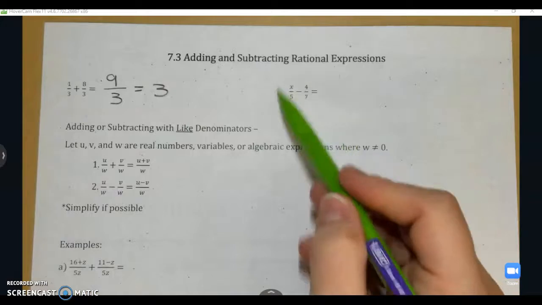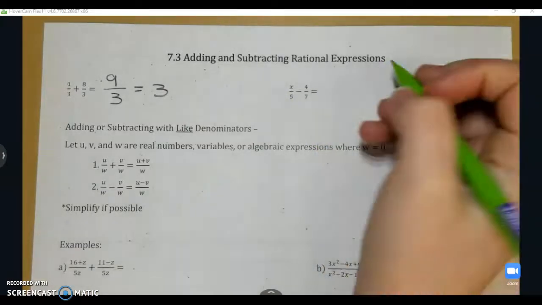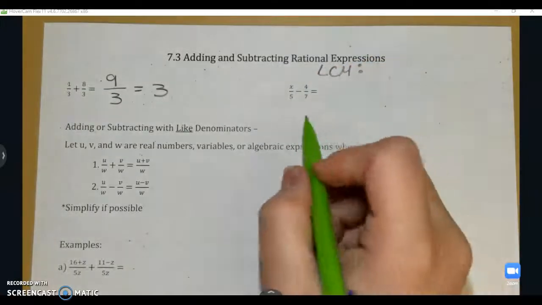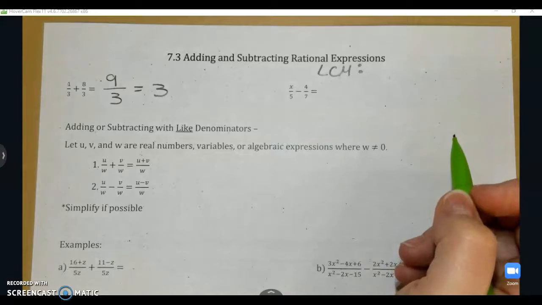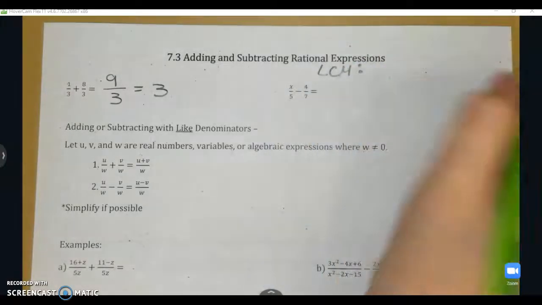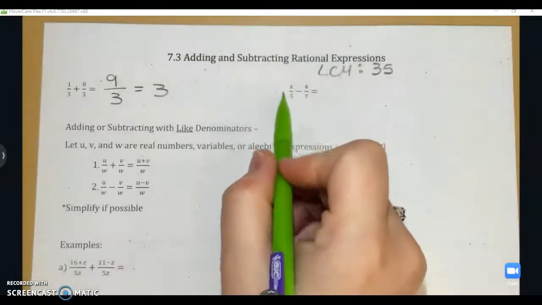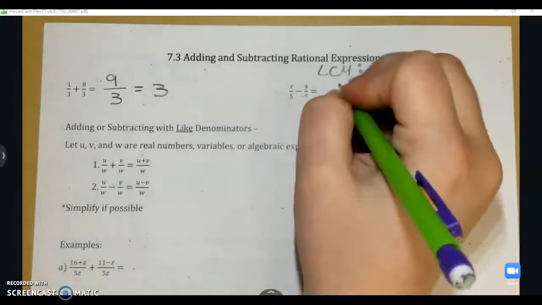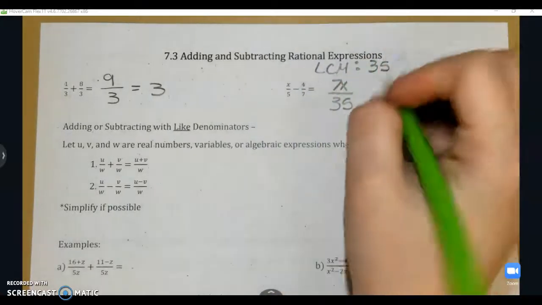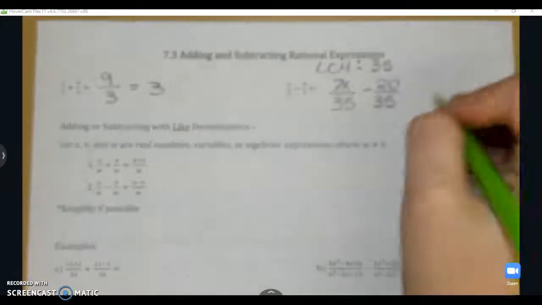Now, what do you do when you have a set of fractions that don't already have a common denominator? We need to make one or find one, and we're going to look for the least common multiple between those two denominators. So 5 and 7 don't share any factors, so the least common multiple is going to be the product of the two. So 5 times 7 is 35. So that's going to be my common denominator. Our first fraction, we're going to have to multiply by 7 in the top and the bottom to get to 35. And in our second fraction, we're going to have to multiply by 5 in the top and the bottom to get to 35.